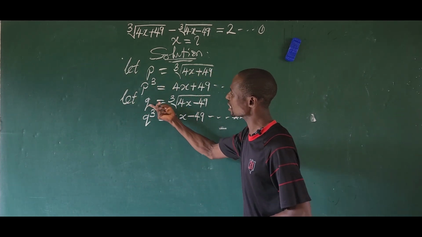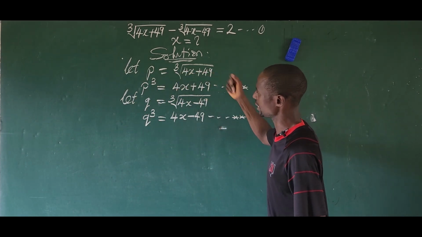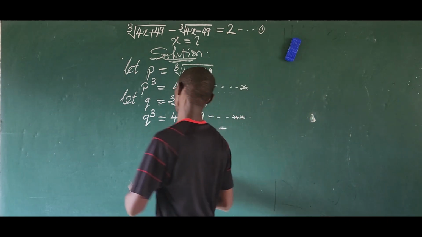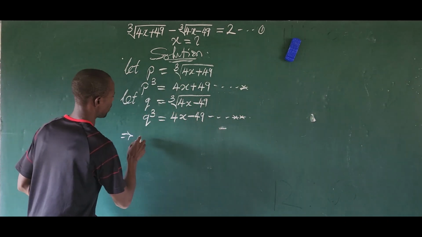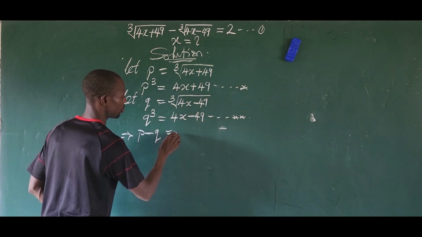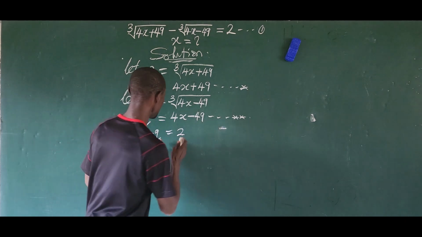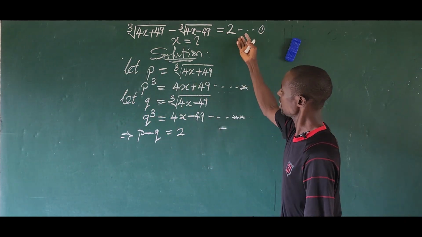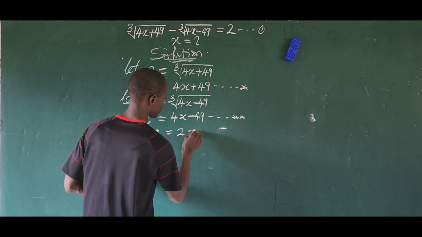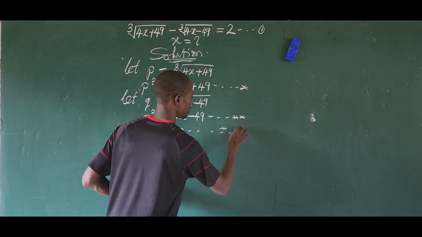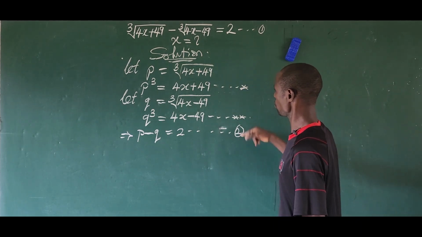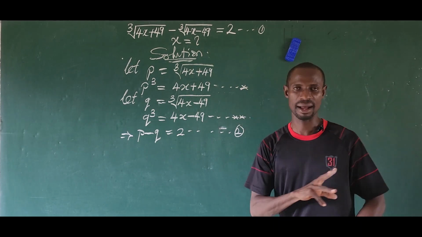Now, with this first substitution and this one we did here, we can rewrite equation 1. So equation 1 now becomes p minus q is equal to 2. This is the equation we have in here now, and let's give this equation 2. Again, we have equation 1, equation 2, and the two star equations.